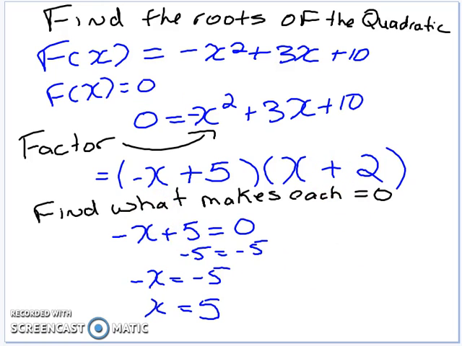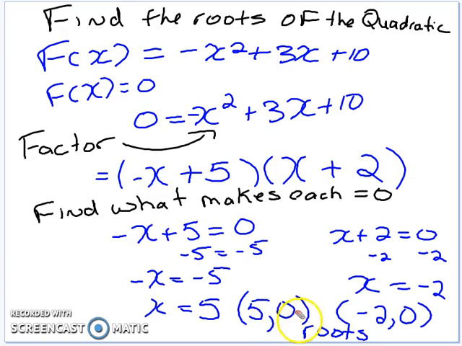I do the same thing for the other side. I say x plus 2 is equal to 0. I subtract 2 from both sides. I end up with x is equal to negative 2. If I put negative 2 back into this function up here, negative 2 plus 2 is 0, and 0 times whatever this is is 0. So the roots of my quadratic are (5, 0) and (negative 2, 0).